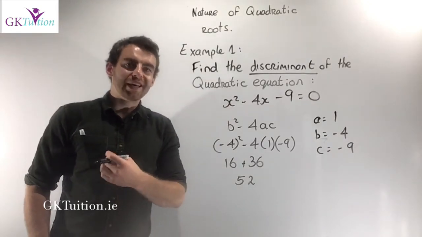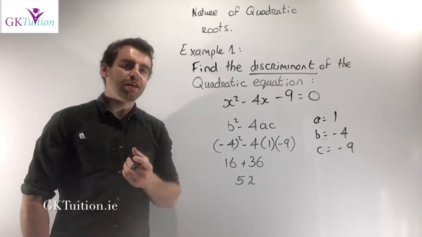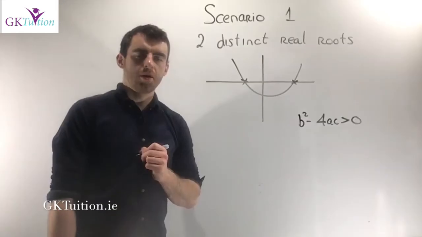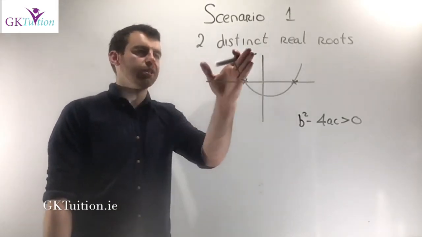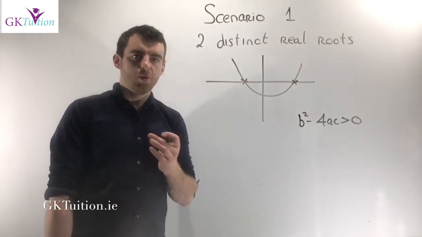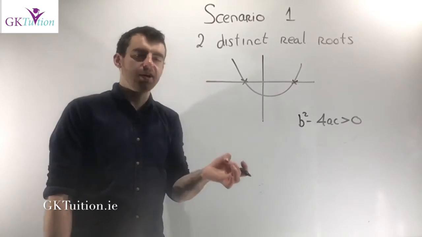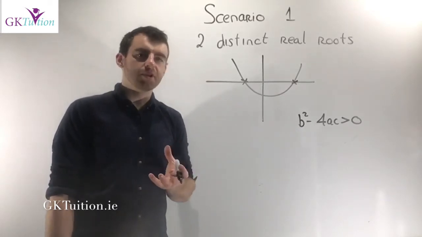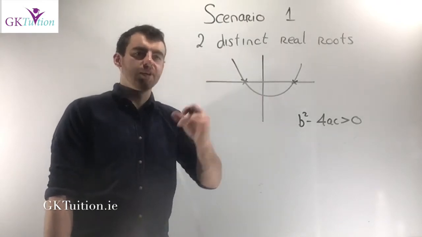Now that we know how to get the discriminant, let's have a look at what that tells us about the nature of the quadratic roots. Okay, the first scenario is where you have a quadratic equation that has two distinct real roots. Two distinct just means different, two different real roots. The vast majority of quadratics that you've come across have been quadratics that have two distinct real roots.